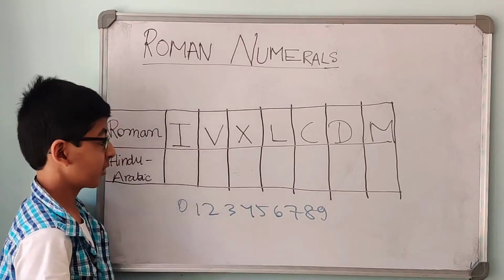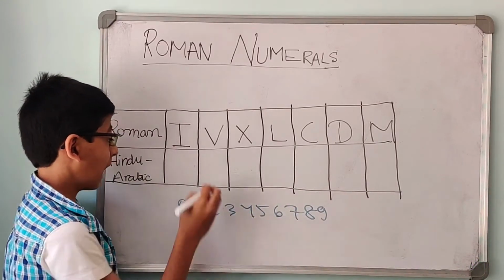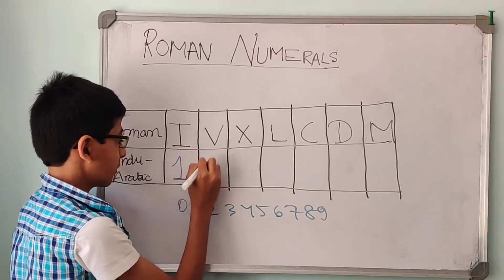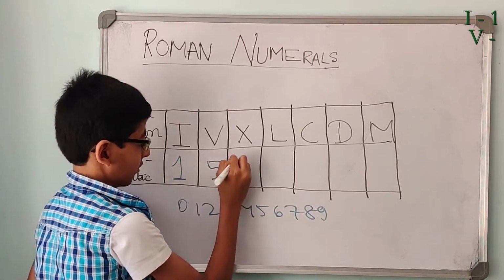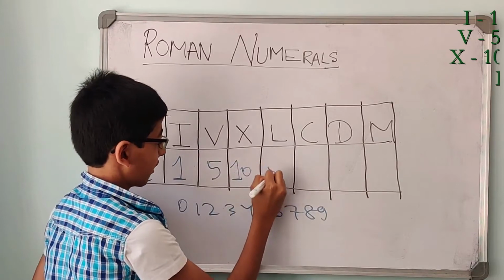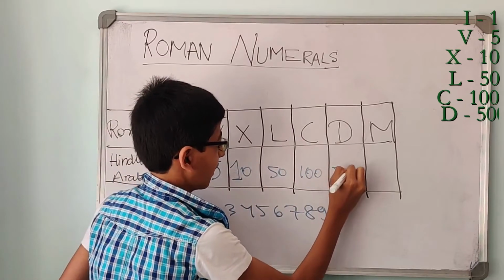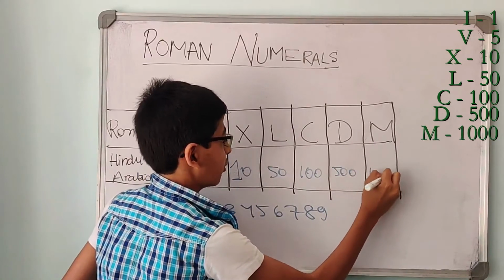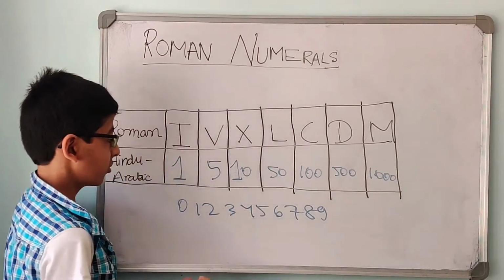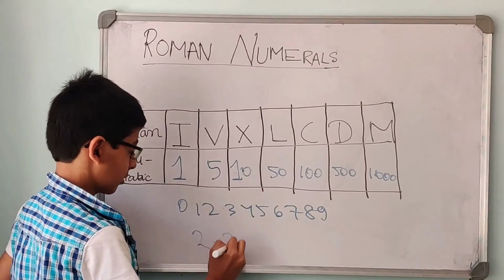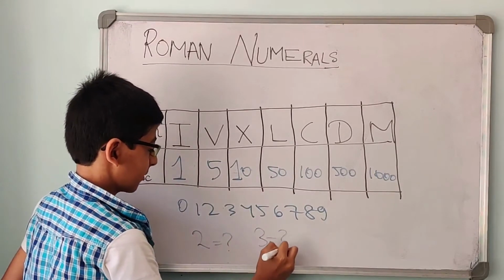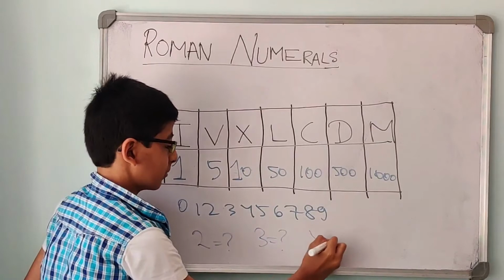Now let us see what each of these stand for. I stands for 1, V stands for 5, X stands for 10, L stands for 50, C stands for 100, D stands for 500 and M stands for 1000. So how do we write 2? How do we write 3? How do we write 4?